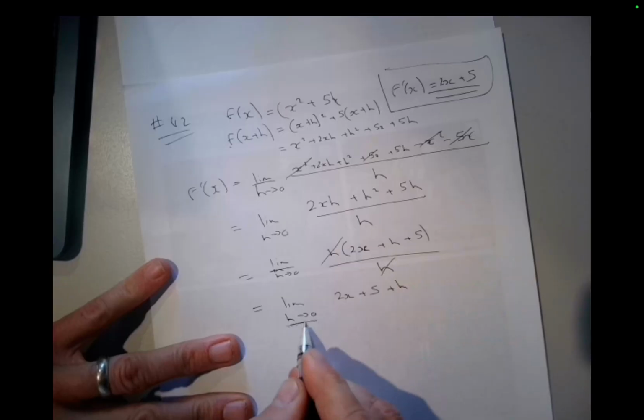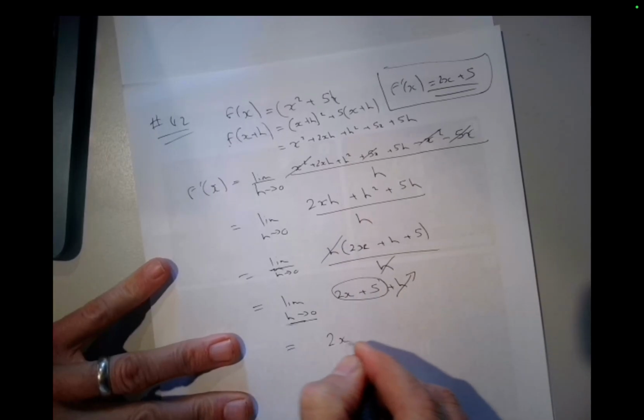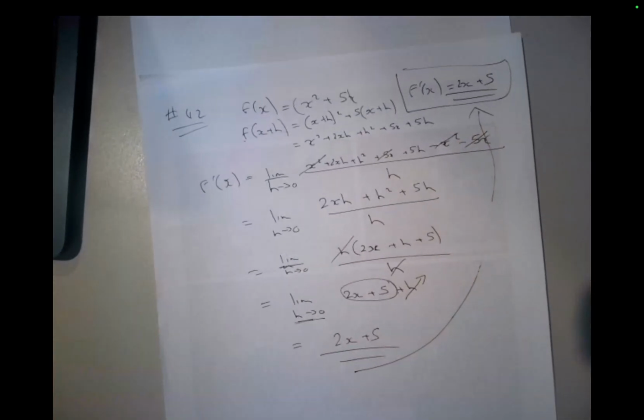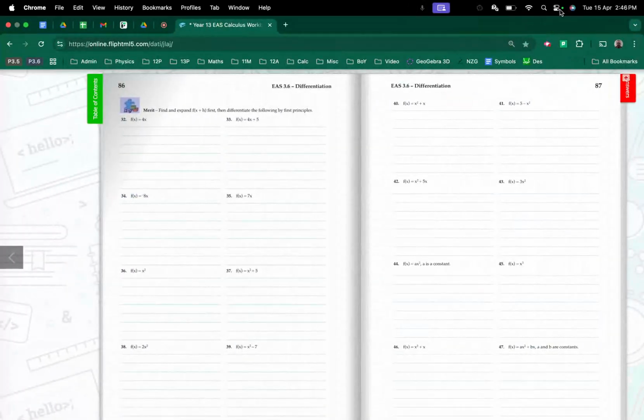And now apply the limit. So that goes to 0. What's left is your answer, 2x plus 5, which is what it should be. Done. Oops, wrong one.